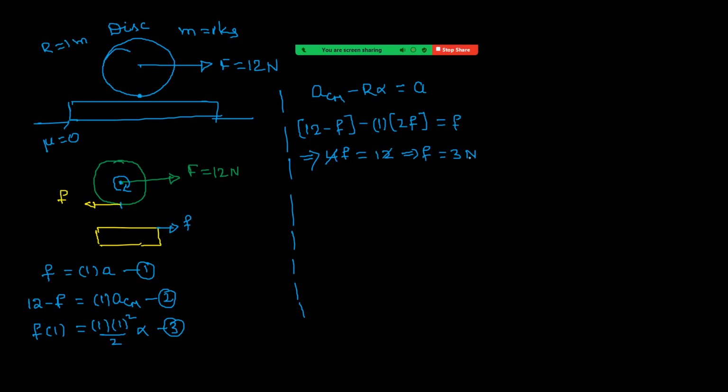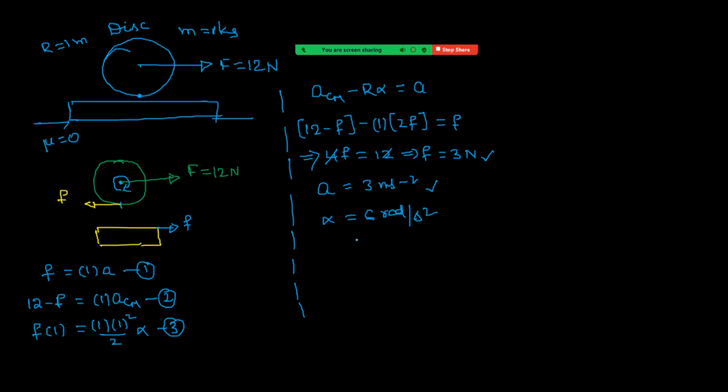That means the frictional force is 3 Newton. With frictional force 3, F equal to A, so the acceleration of the plank is 3 meter per second square. Now see what else we can calculate. If you want the alpha value, F is 3, so from this equation alpha is 3 into 2, that is 6 radian per second square.